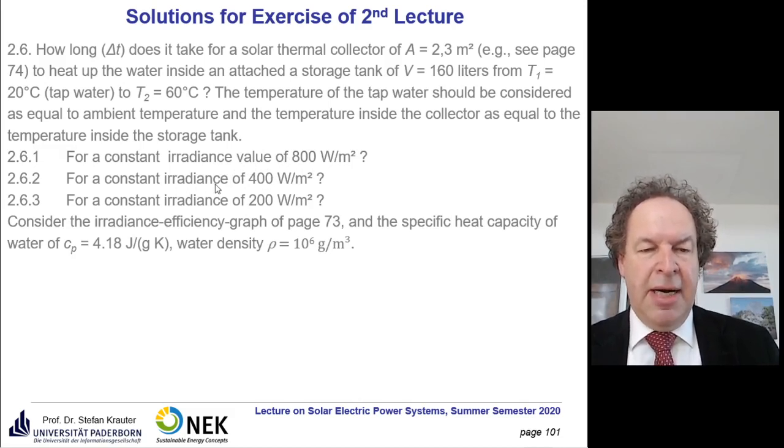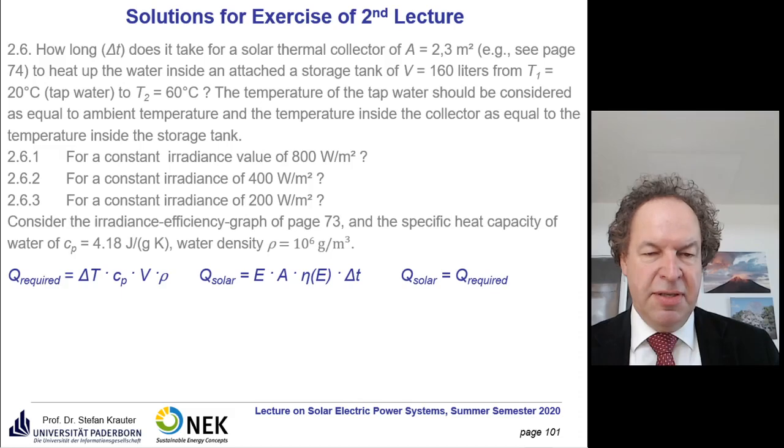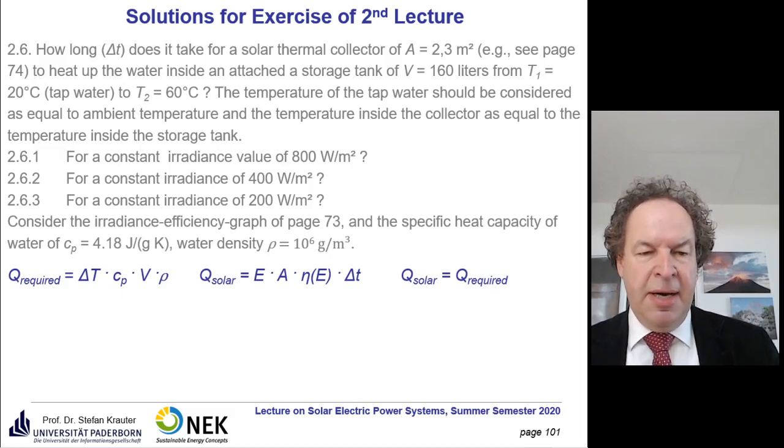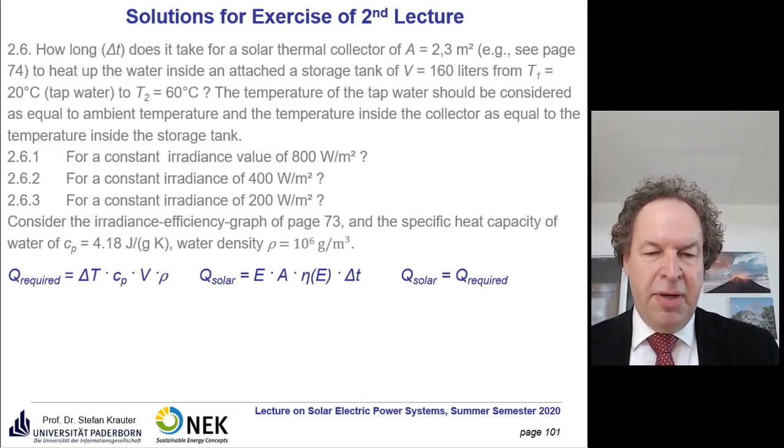Seville location of 400 watt per square meter. And 200 watt is just like Paderborn's average irradiance. We see here the heat required and the heat provided by solar, and you have to just match this. So the required heat has to be covered by solar. We calculate it now.